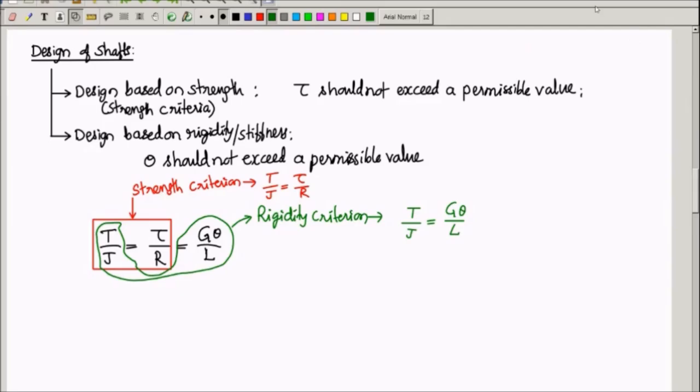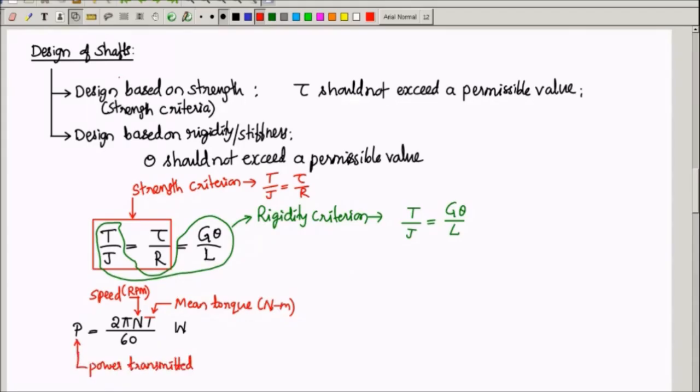One more important thing is, if we know the power transmitted, I can calculate the torque. So power transmitted P is equal to 2 pi NT divided by 60. This will be in watts. T is the mean torque, normally in Newton meter. N is the speed of the shaft in RPM, and P is the power transmitted.